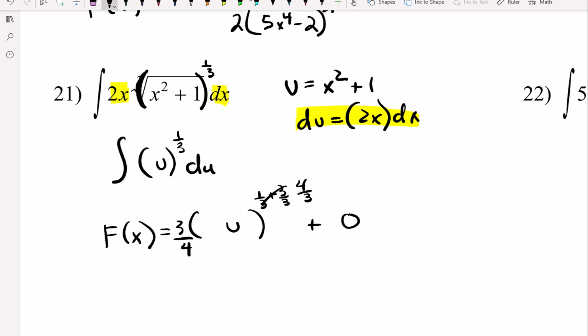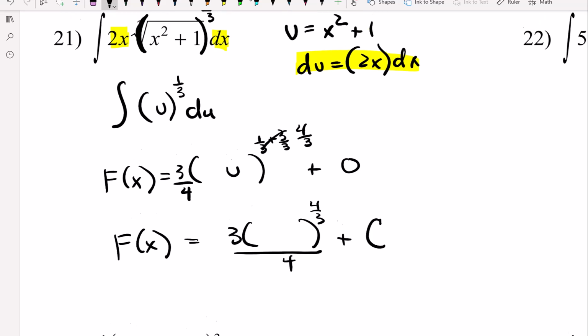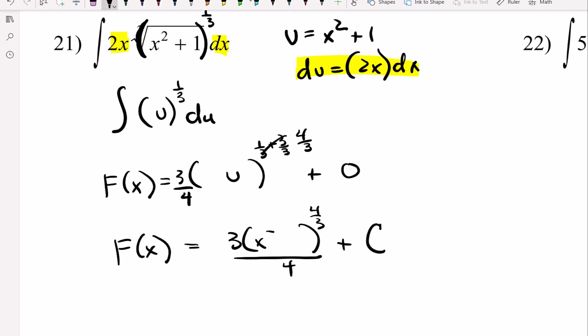Inside there is the u. So that gives us 3 times u to the 4/3 all over 4 plus uppercase C. And then inside here is where the u goes.